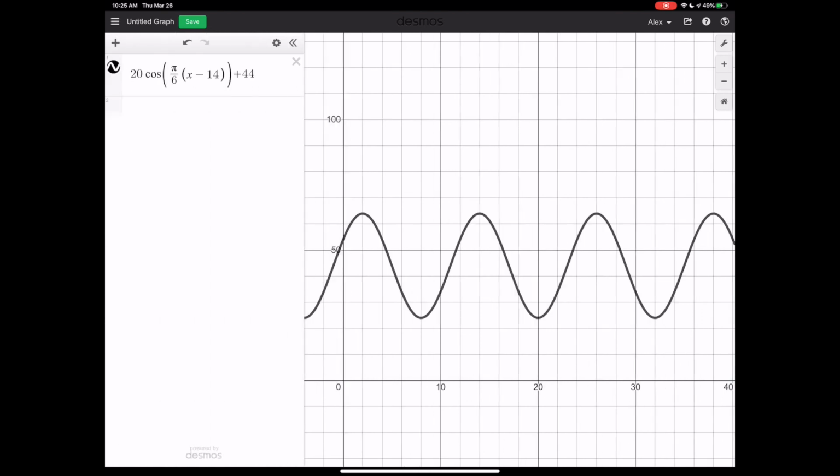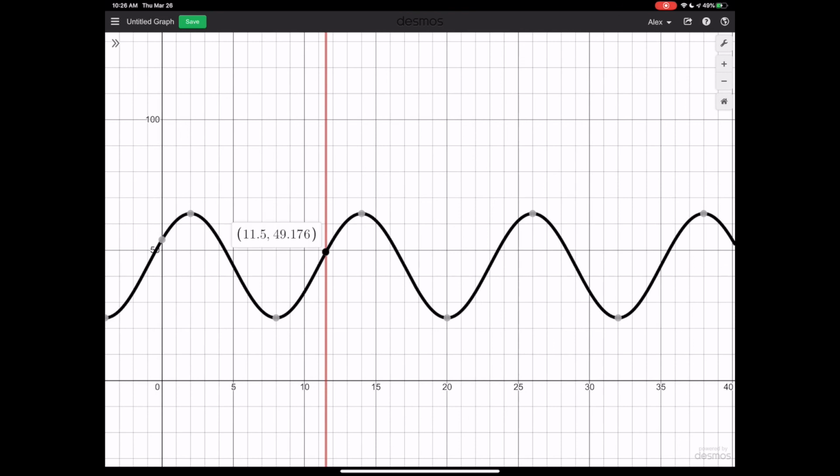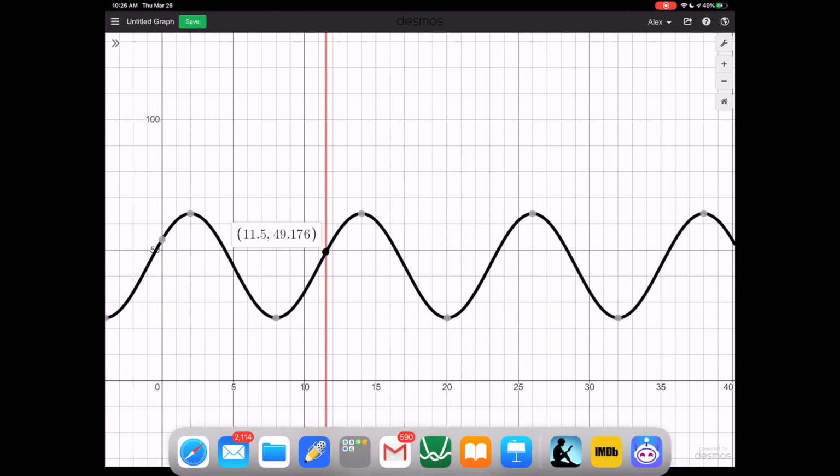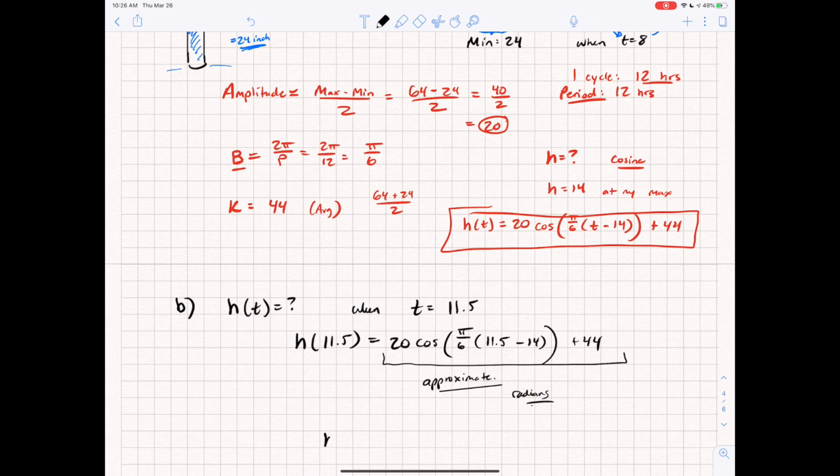what is my function value? So I can say x is equal to 11.5. This will put a vertical line there, and then I can look at the intersection. And so I know that the height of the water would be roughly 49.2 inches. Approximately 49.2 inches, which is a little over 4 feet.